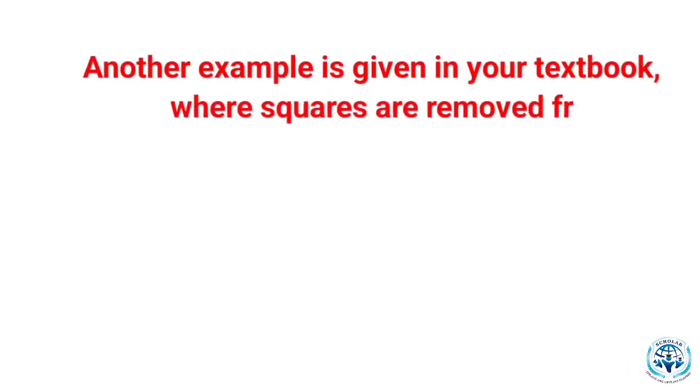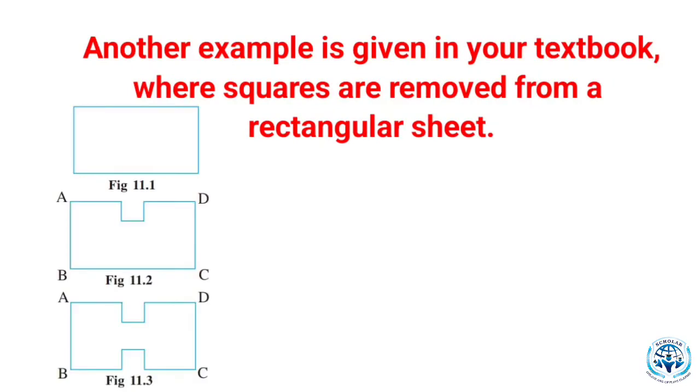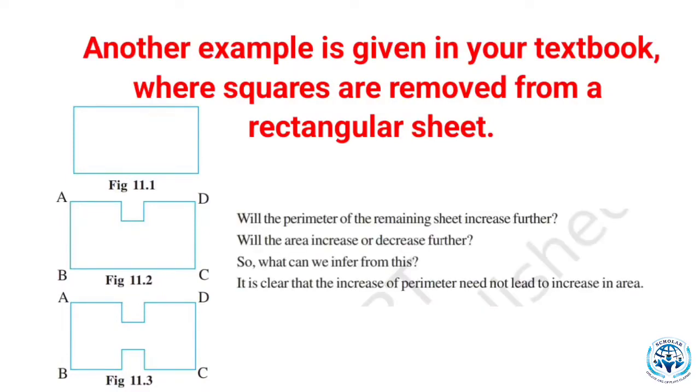Another example is given in your textbook where squares are removed from a rectangular sheet. Will the perimeters of the remaining sheet increase further? Will the area increase or decrease further? So what can we infer from this? It is clear that the increase of perimeter need not lead to increase in area. This example is already explained.